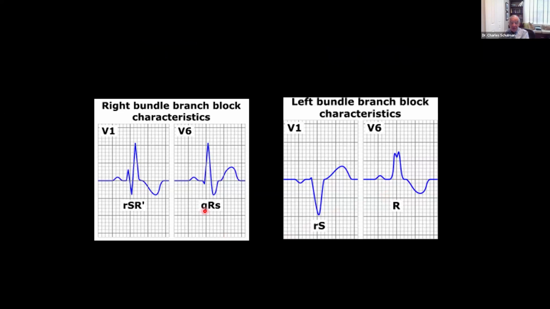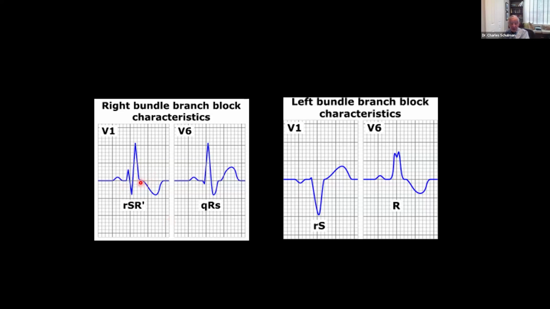Okay, so this is a typical right bundle branch block. This is a typical left bundle branch block. QRS should be greater than 120 milliseconds or 3 boxes, which it is. 1, 2, 3 plus. Here, wider. 1, 2, 3 plus. Okay, so the QRS duration is greater than 120 milliseconds.